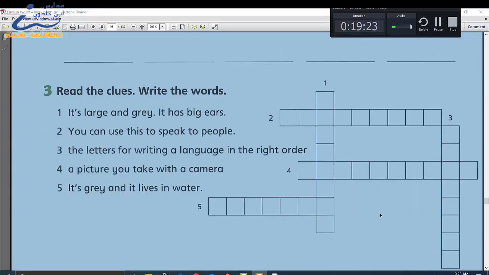Read the clues, write the words. It's large and gray. It has big ears. What is it? Try to think. You can use this to speak to people.